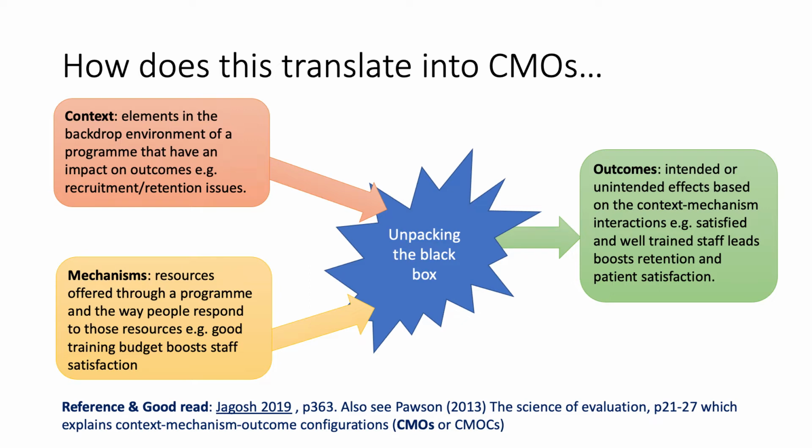Now, obviously, you're going to have lots and lots of CMOs for any intervention, and it's trying to make sense of all those differing things that are happening all the time. The way that the realist camp tries to do this is through a process of retroduction, which is meant to overcome the shortcomings of induction and deduction to try to offer causal explanations.